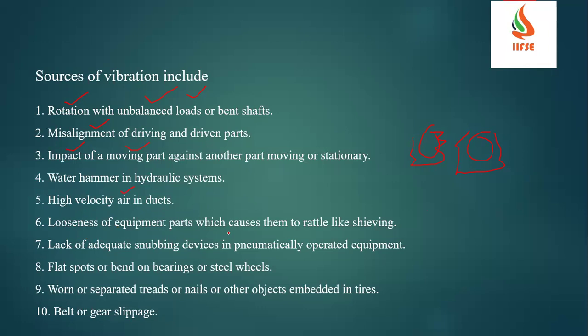Looseness of equipment parts which causes them to rattle. Looseness inside the equipment, where the parts are not properly fixed. In that case also there will be a chance of vibration. A lack of adequate snubbing devices, flat spots or bent bearings or steel wheels, worn or separated treads or nails or other objects, belt and also gear slippage. These are the various sources we get vibrations from.